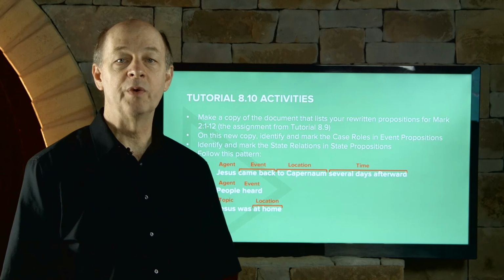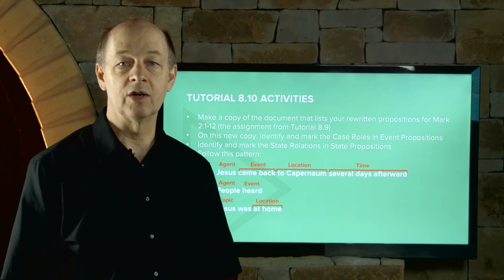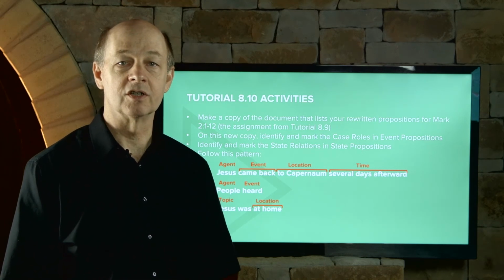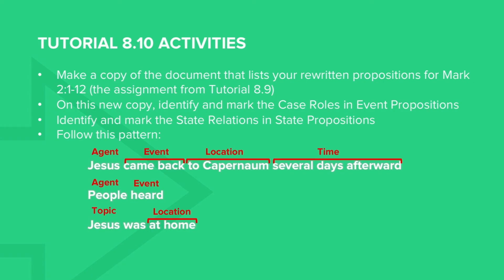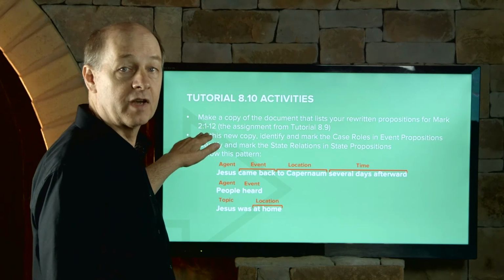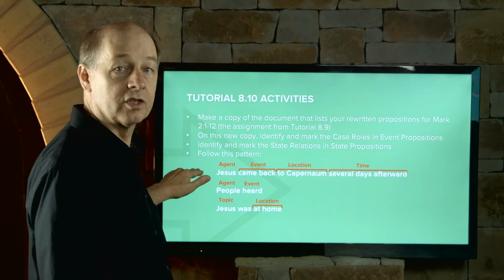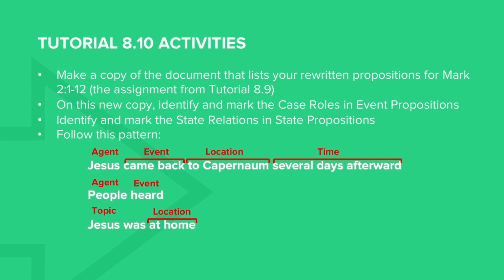For this tutorial, we will be marking case roles and state relations within the propositions. Make a copy of the document that has your list of rewritten propositions without skewing. Follow this pattern in marking case roles for event propositions and state relations for state propositions. For example, with the first proposition, Jesus is the agent, came back is the event, to Capernaum is the location, and several days afterward is the time.